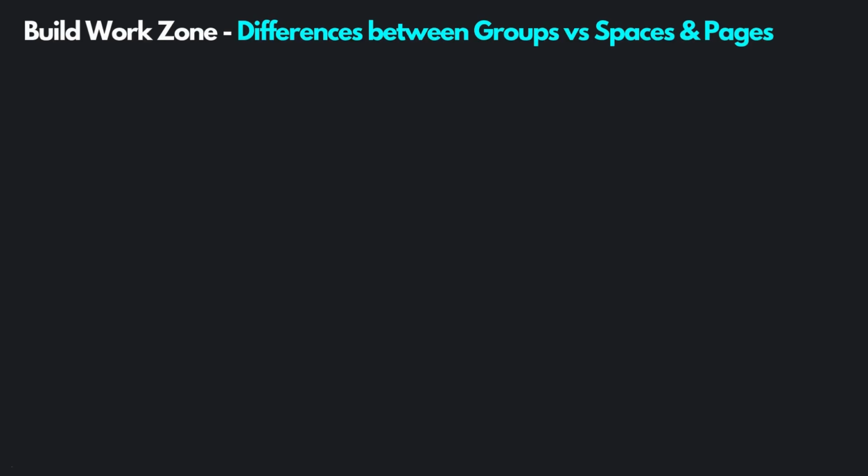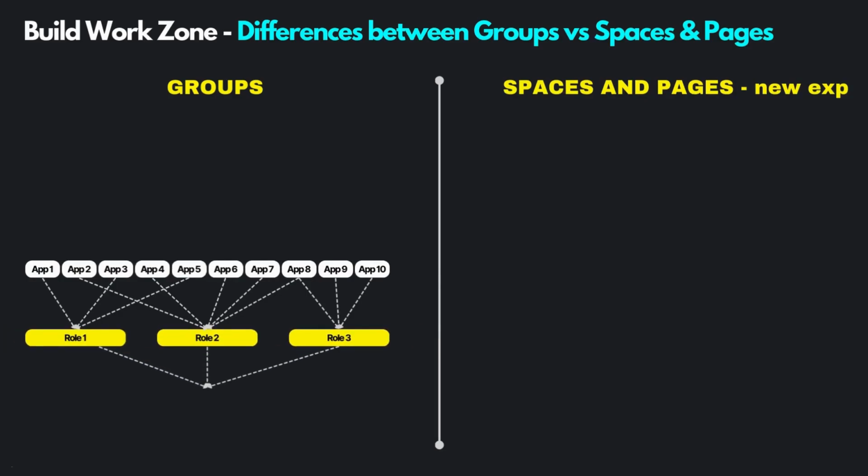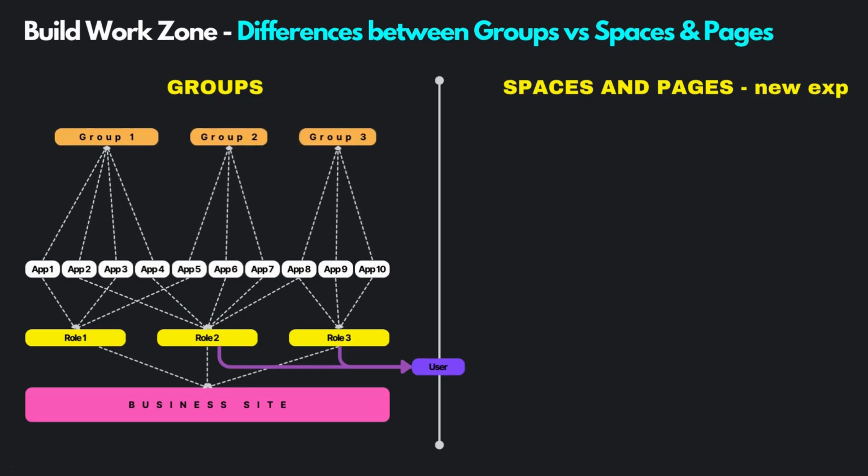Now, the best way to understand spaces and pages is to look at it in comparison with groups. So let's quickly look at the difference between the setup of groups versus the setup of spaces and pages. In the groups viewing mode, we have applications. Applications are assigned to roles, and then roles are assigned to business sites. Now this defines which roles are relevant for which business site. One or more roles are thereafter assigned to users, and this defines which user gets to see which applications. And finally, apps are also assigned to groups, which controls the layout. All the applications in one particular group appear together.